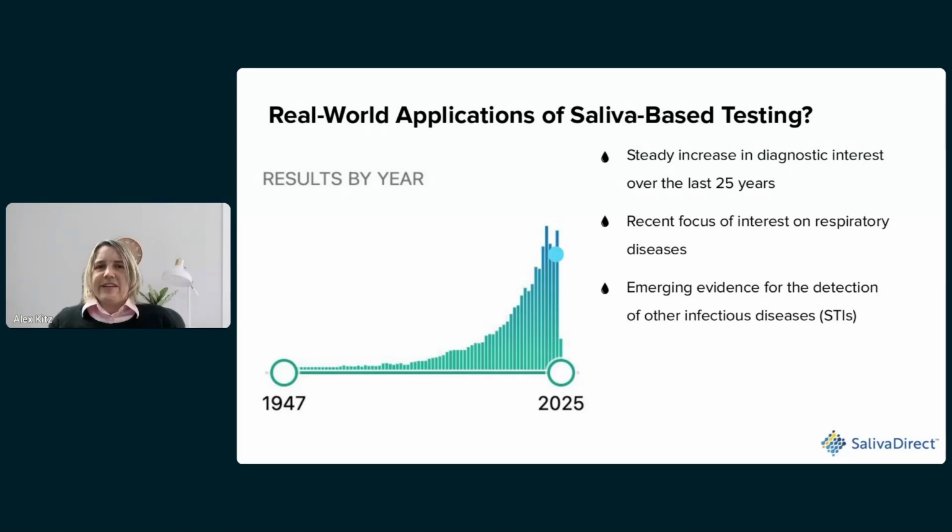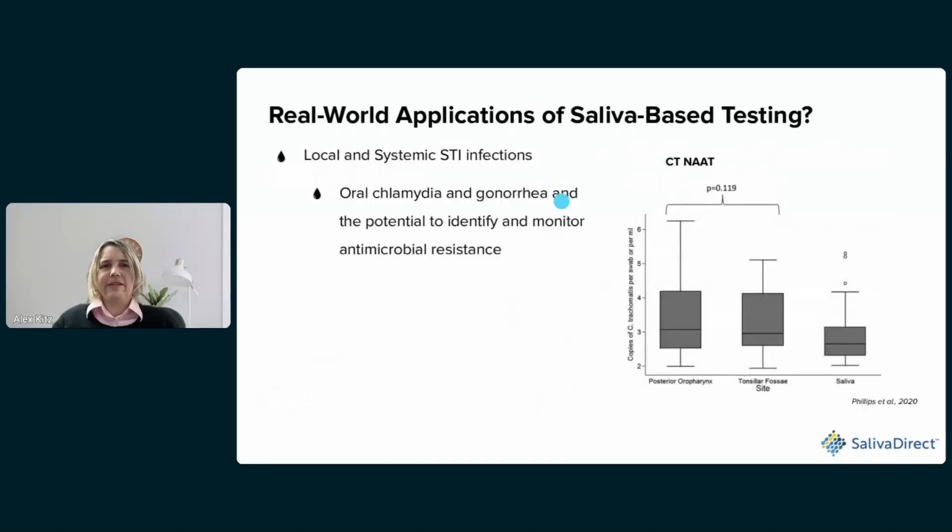The recent focus in the last 5 years, of course, was majorly fueled by the COVID-19 pandemic, and a lot of the publications are based around that. However, there's also been emerging evidence for the detection of other infectious diseases in saliva, like STIs. So that's our first example as well.